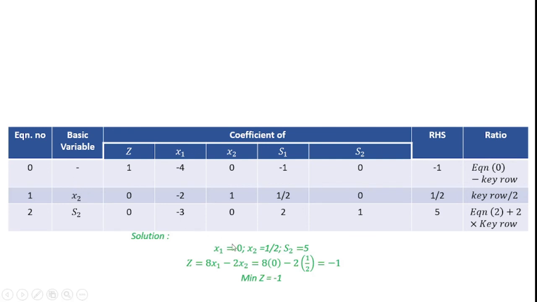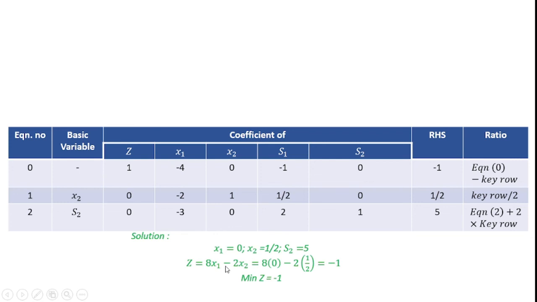So what are the values? Finally I may convert with the same equation calculation. From this I can choose x1 is equal to 0, x2 is equal to what is available, 1 by 2, and s2, what is the value available in RHS? There is 5, so s2 is equal to 5. Likewise I can collect the variable values.